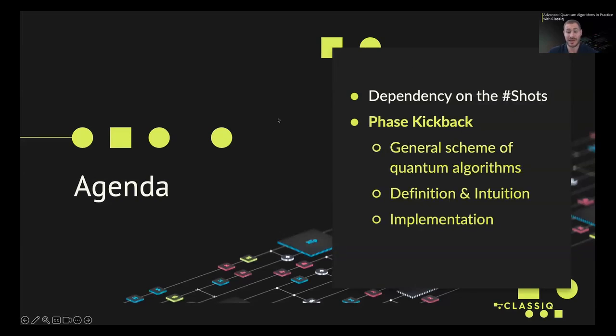Okay, let's continue, and let's start with the first quantum primitive of today's session. And this is phase kickback. So we'll cover the general scheme of the quantum algorithm, the definition, and we'll give intuition. And then we'll go through the implementation, and then you'll have the hands-on exercise that you'll do yourself.